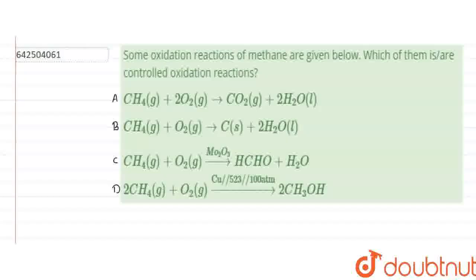Okay, so hello everyone. Now this question over here says that some oxidation reactions of methane are given below. So we have to tell which of them are controlled oxidation reactions. So let us begin with the solution.